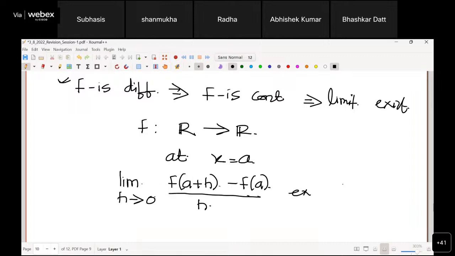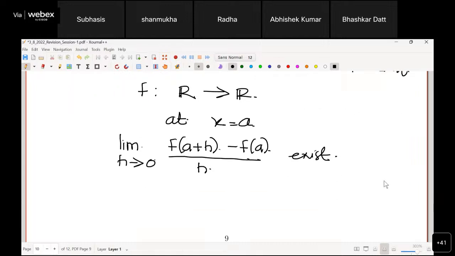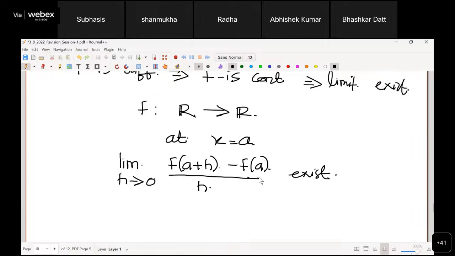If this limit exists, then you say that your function is differentiable at x equal to 0. Okay. So that is the definition of differentiability. If this limit exists, then you say that this function is differentiable, and the derivative of this function at x equal to a is precisely this limit. Okay, if you have any doubt, please ask me.